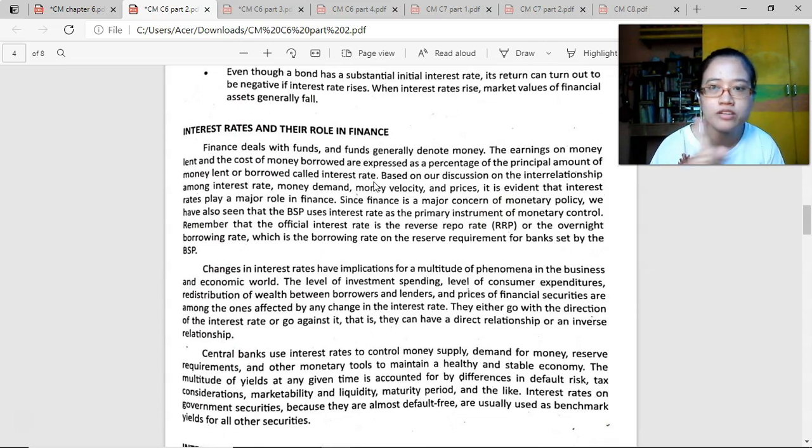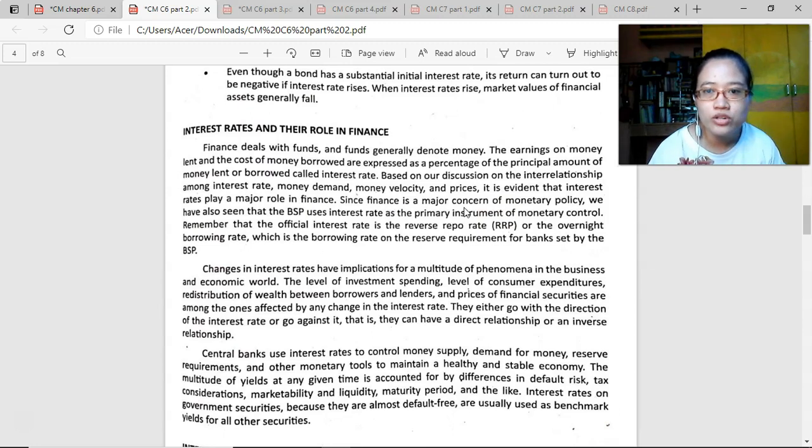So again, dalawang perspective, yung nangutang ay di meron silang interest rate na babayaran. So cost of borrowing yon. Tapos yung nagpautang, meron silang interest rate na matatanggap. Earnings nila yon sa pagpapahiram nila nung pera. Okay? Based on our discussion on the interrelationship among interest rate, money demand, money velocity, and prices, it is evident that interest rates play a major role in finance.